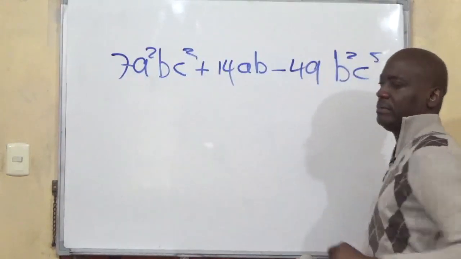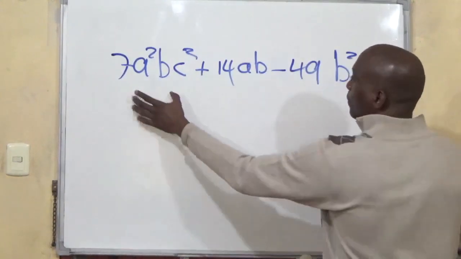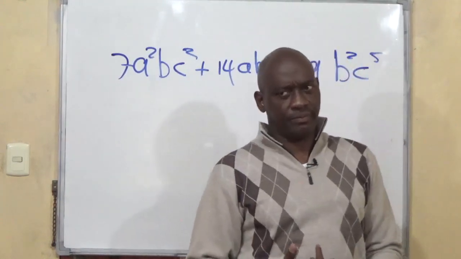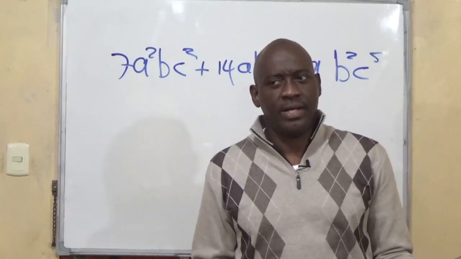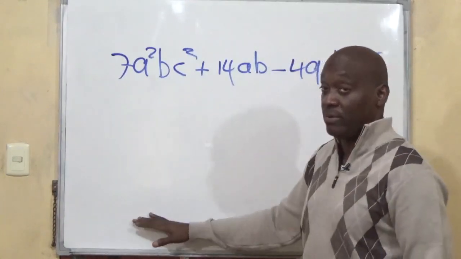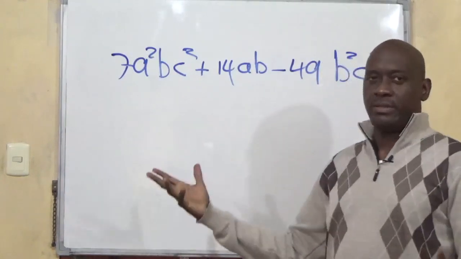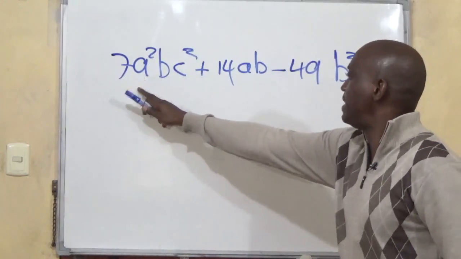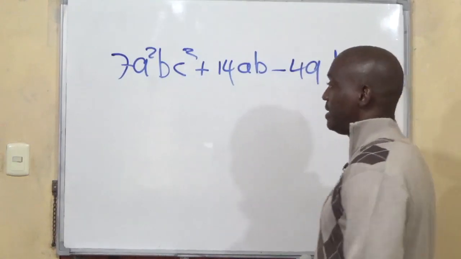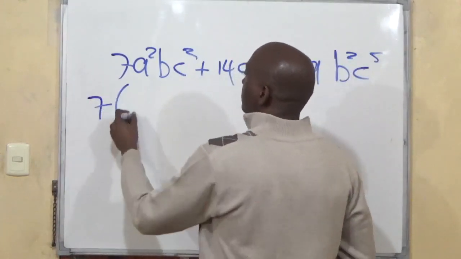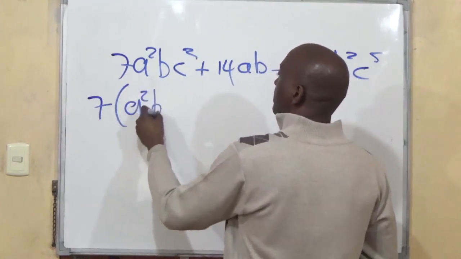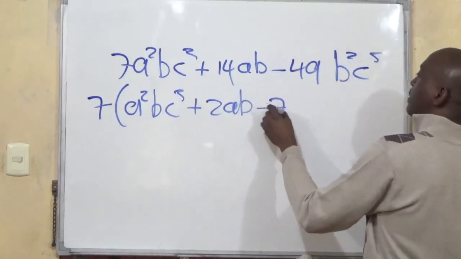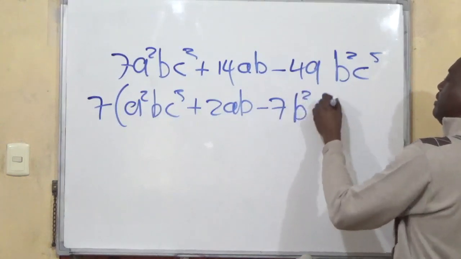Because when you come here, you have a trinomial now. 1, 2, 3. Three variables, A, B, C. It's the same process, right? So without going through all the lines on the board, because you realize with three variables, we have more lines, but let me see what I could do. Common factor, 7. 7 here, 14 here, minus 49 here. So you take out the 7 first, right? 7 into A squared B C cubed, plus 2AB, minus 7 B squared C to the power of 5.